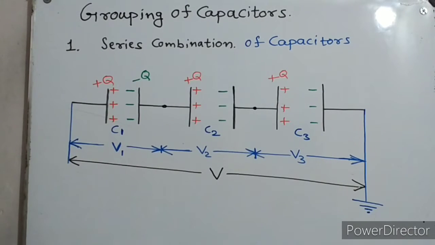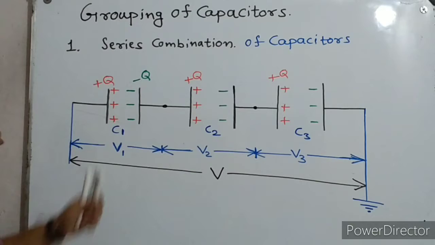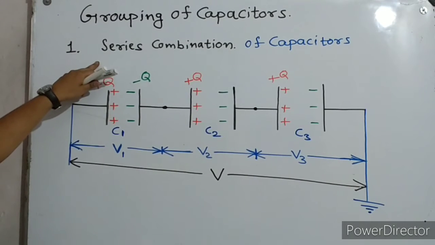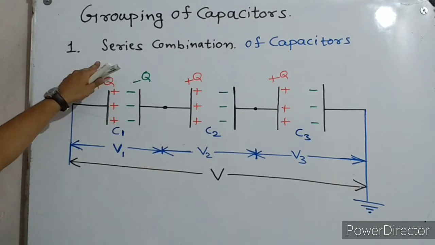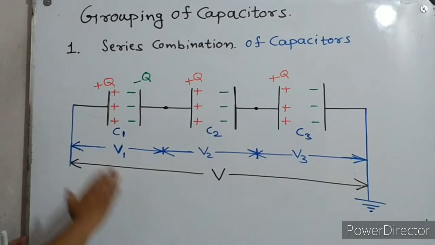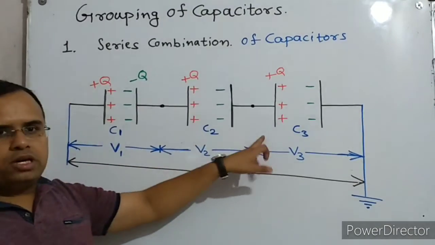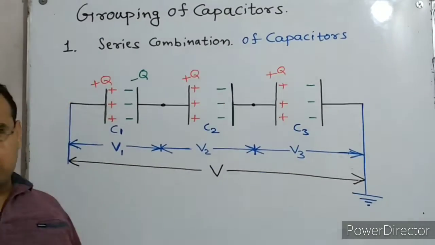Now we are going to discuss grouping of capacitors, and in grouping of capacitors the first combination we are going to discuss is the series combination of capacitors. Here you can see that there are three capacitors of capacitance C1, C2 and C3. They are connected in series.